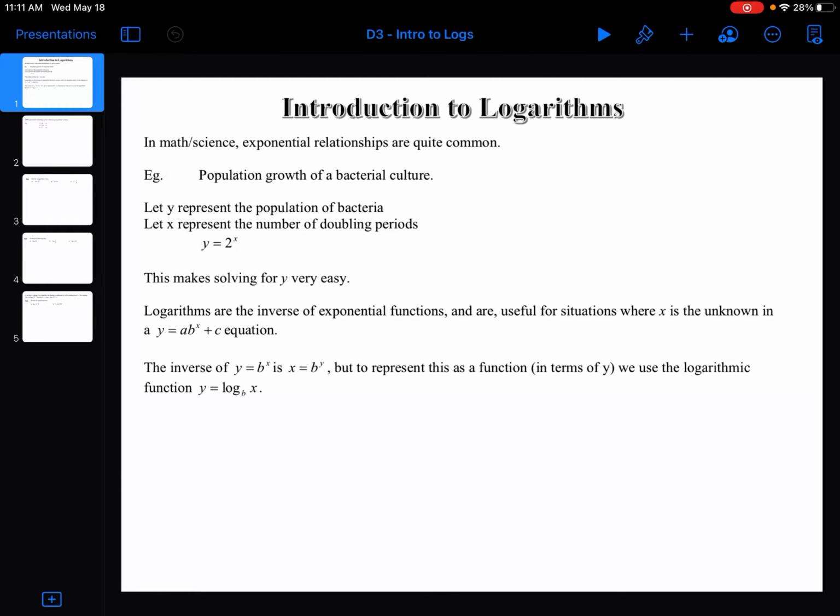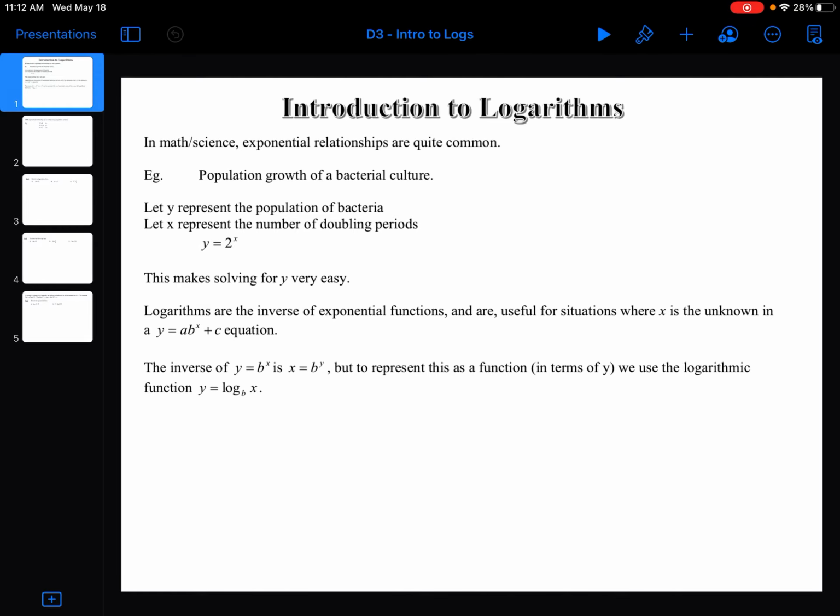Okay, so we've already looked at exponential functions, and logarithms are really just the inverse of an exponential function. In math and science, we use exponential functions quite often with bacteria growth or money growth and things like that, looking at half-lives and how things decay. We're always using something like 2 to the x, and it makes it really easy to solve for y because we can just sub in a value of x.